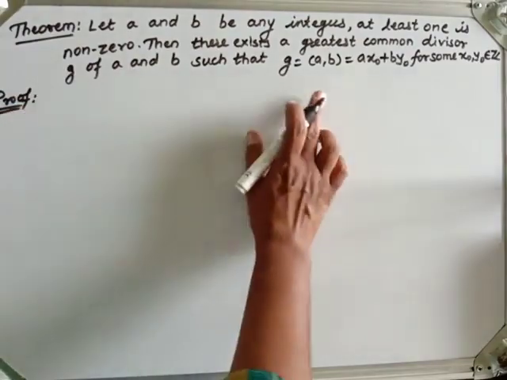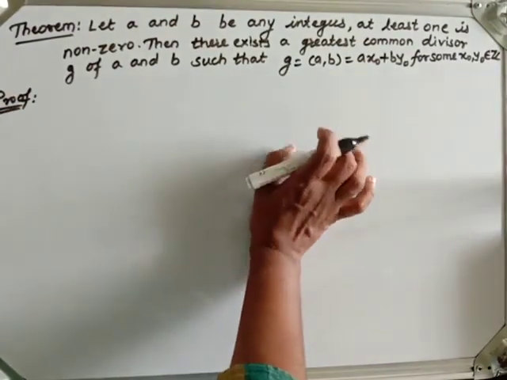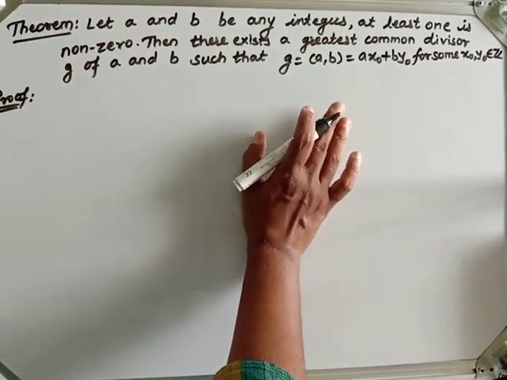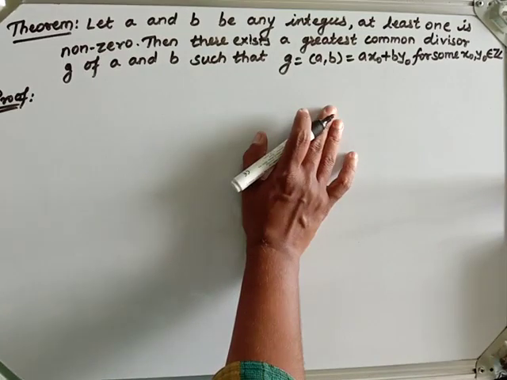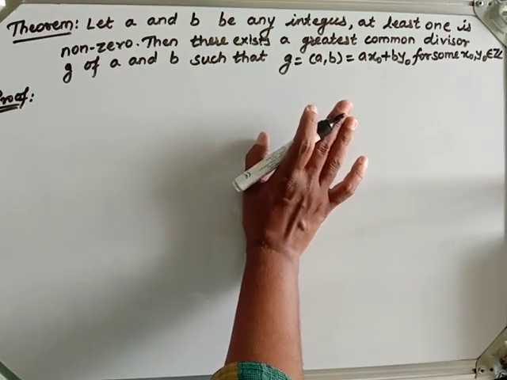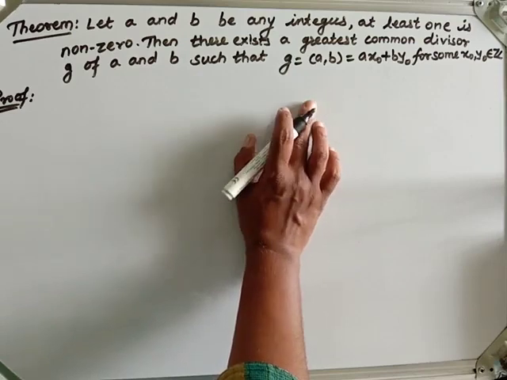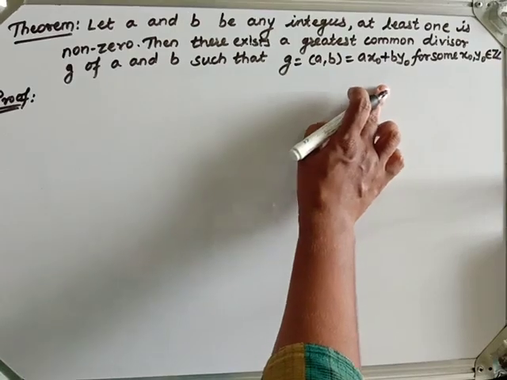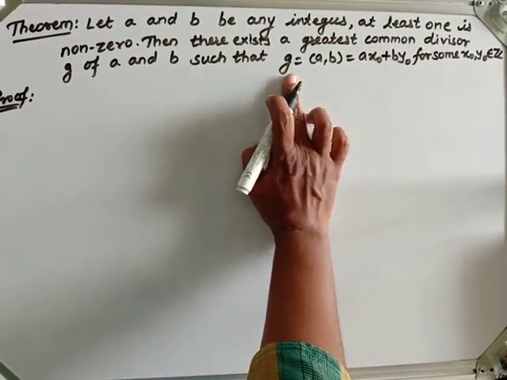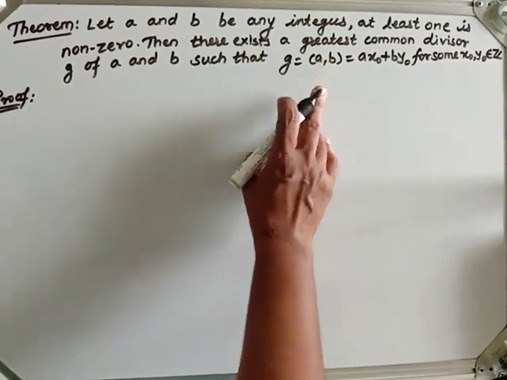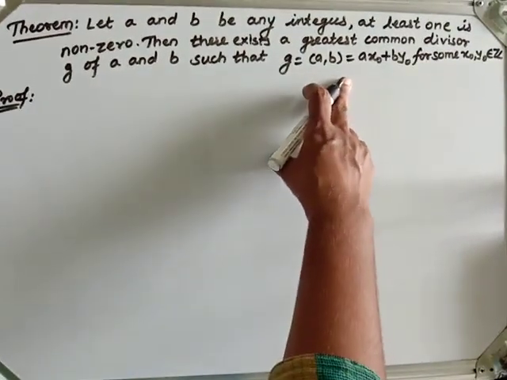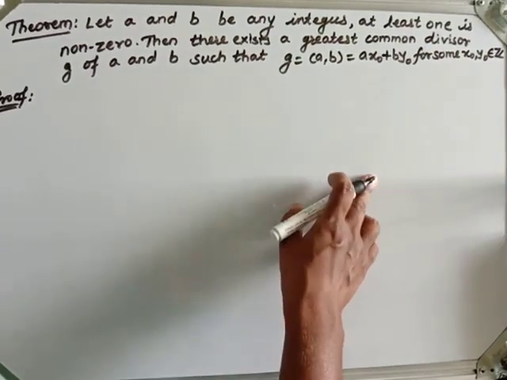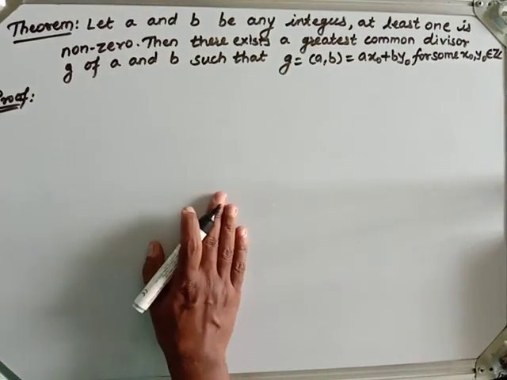To prove this, I am using the same approach as in the division algorithm. I am considering one set. I will show it is non-empty, and by the well ordering principle I will show it has a least positive element, and that least positive element we take as G itself. So G can be written in this form. Later our aim is to show that G is the GCD of A and B. So G must be a common divisor of A and B, and if there exists any other common divisor, then it must be a divisor of G. This we have to show.